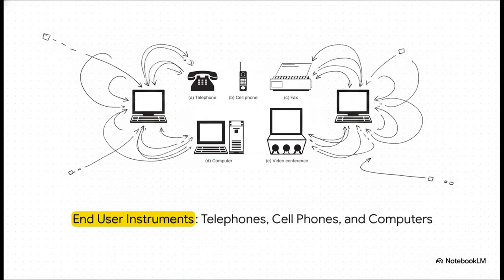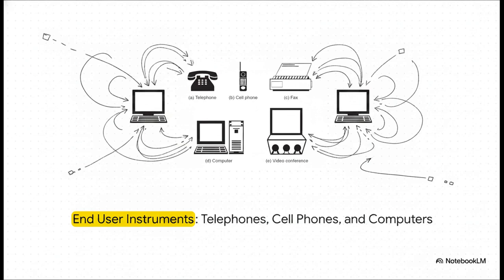These are devices you know intimately, stuff like telephones, cell phones, computers, even fax machines. Their whole job is basically to act as transmitters and receivers. They take the information you create, encode it into electrical signals or data bits, and then on the receiving end, they decode it back into a message you can actually understand.